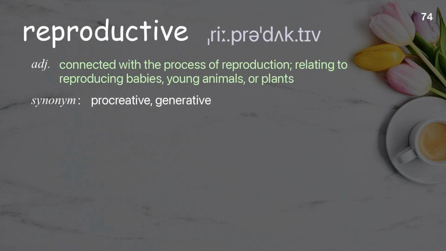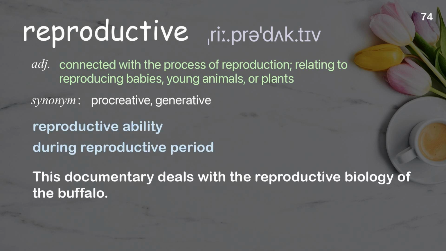Reproductive: Connected with the process of reproduction, relating to reproducing babies, young animals, or plants. Examples: reproductive ability. During reproductive period. This documentary deals with the reproductive biology of the buffalo.